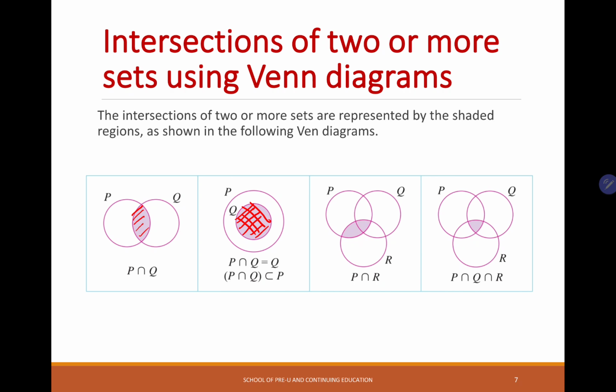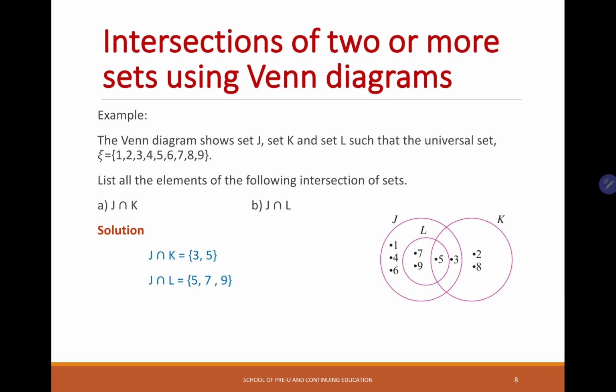Okay, and then P intersect with R. So where is R? This one is R, this one is P. To find the intersection, find the part that actually intersects with each other like this. What about the next one? P intersect with Q, intersect with R. So we have P, we have Q, we have R. Find the one that intersects. It should be this area.